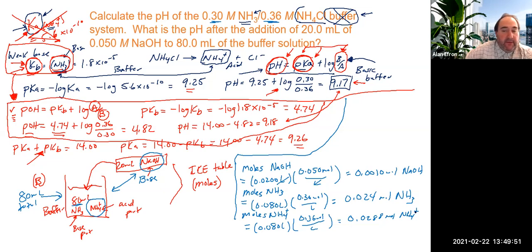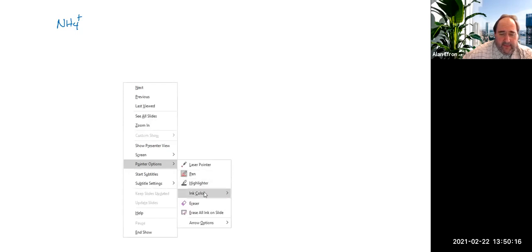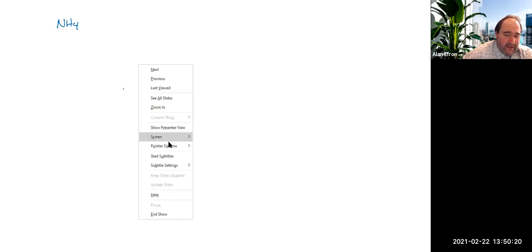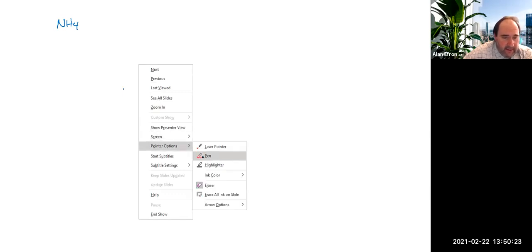Okay, so now we can do part B, which is our ICE table with the reaction. We've already established that it is the NH4 plus that is going to react with the sodium hydroxide. So that will be the basis of our reaction, NH4 plus. If you want, you can leave it in there so we can see where everything is. It's actually NH4Cl. The Cl is really a spectator ion, but we'll leave it in.